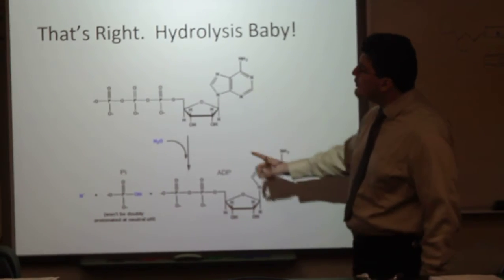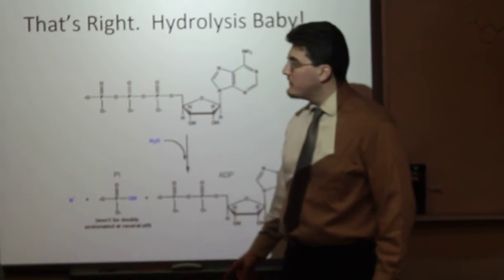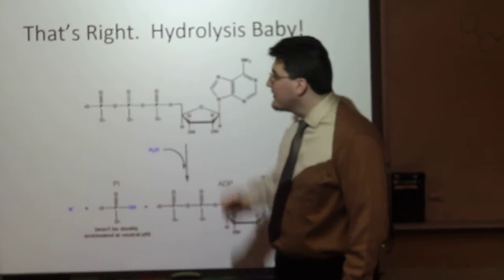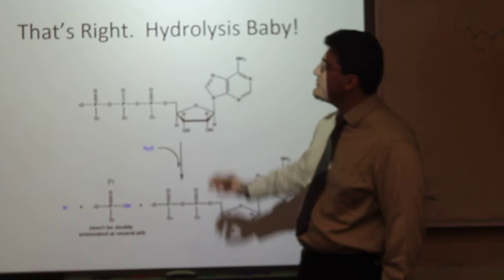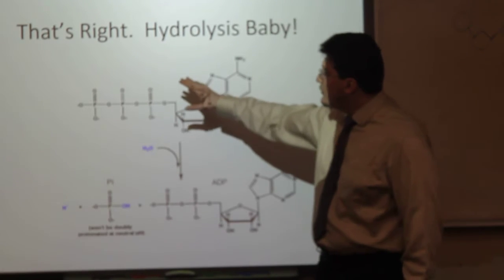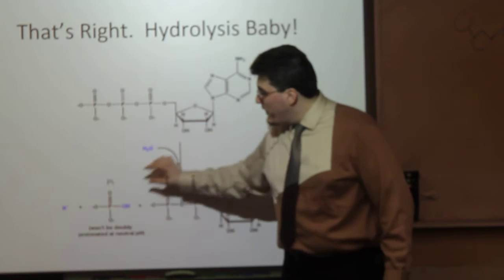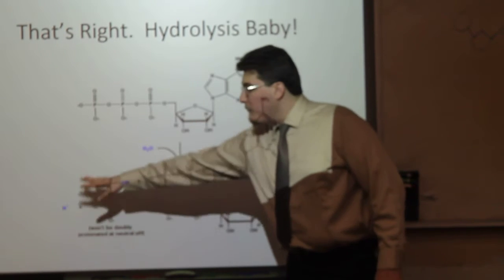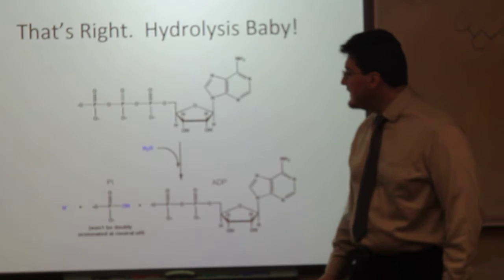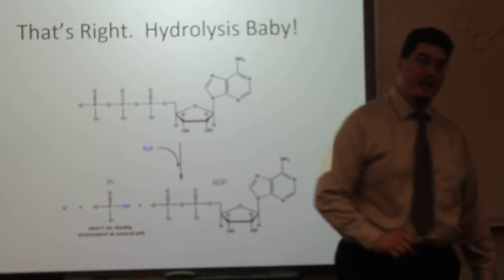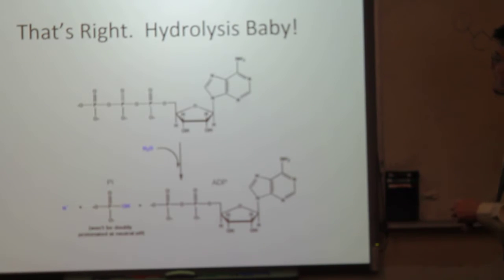The ATP molecule, these anhydride bonds, these phosphorus oxygen phosphorus bonds are going to be broken by hydrolysis. We add water. We add the hydroxyl group here, and we get a hydrogen ion here, and we are left with ADP and an inorganic phosphate. ADP plus Pi.